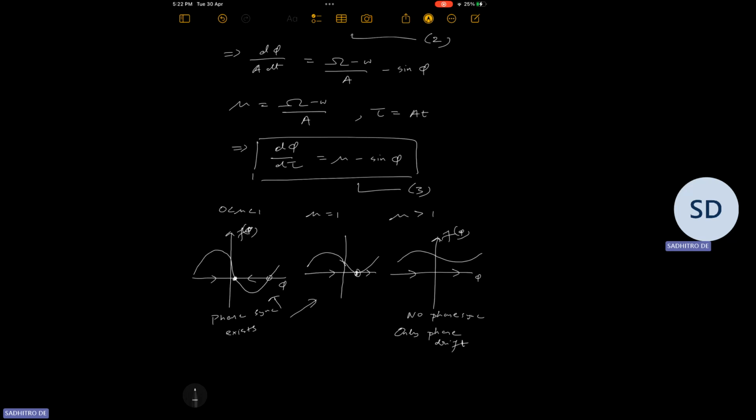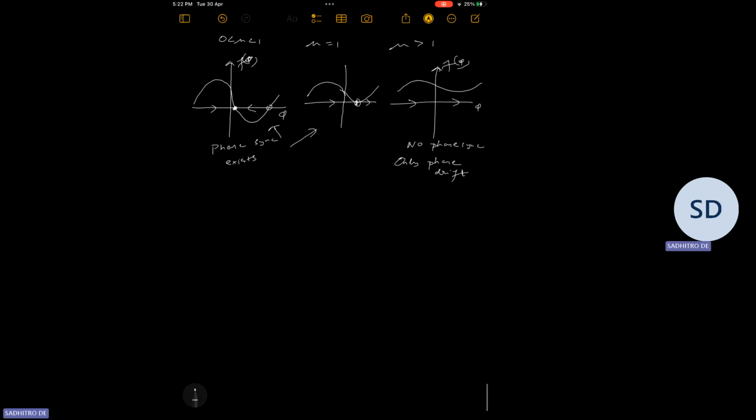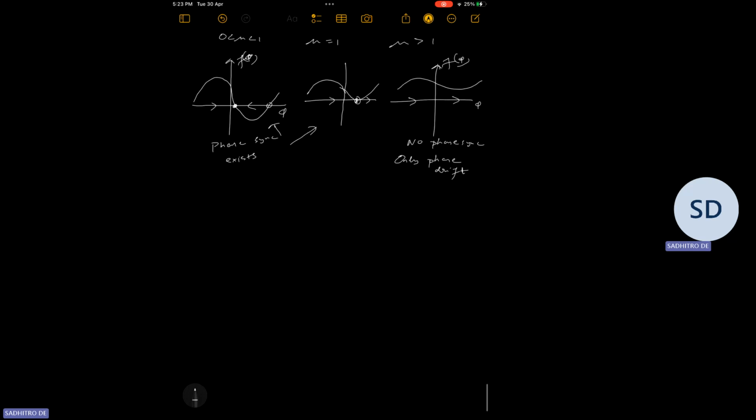So if you decrease the frequency of the external stimulus, that means if you control capital omega from a large value to a small value, there is initially no phase synchronization, and after that there is a saddle node bifurcation, and then two fixed points get formed in the space of pi, and then you get phase synchronization.